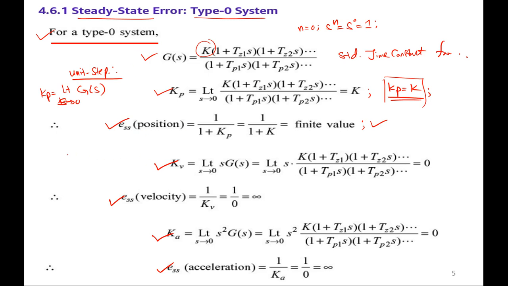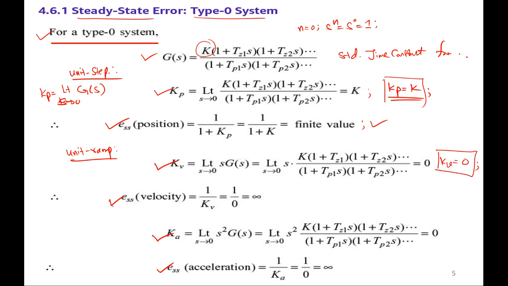Next, whenever the input is unit ramp, at that time we find the velocity error constant Kv, and we know that the velocity error constant is limit s tending towards 0, s into G of s. G of s is this one. Substitute here, then substitute s equal to 0. Here it is 0, and 0 into this entire term will be 0 only. So we got the velocity error constant Kv equal to 0.